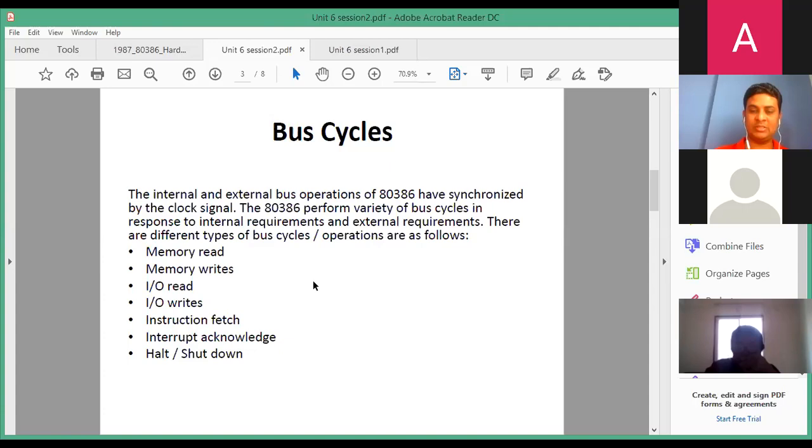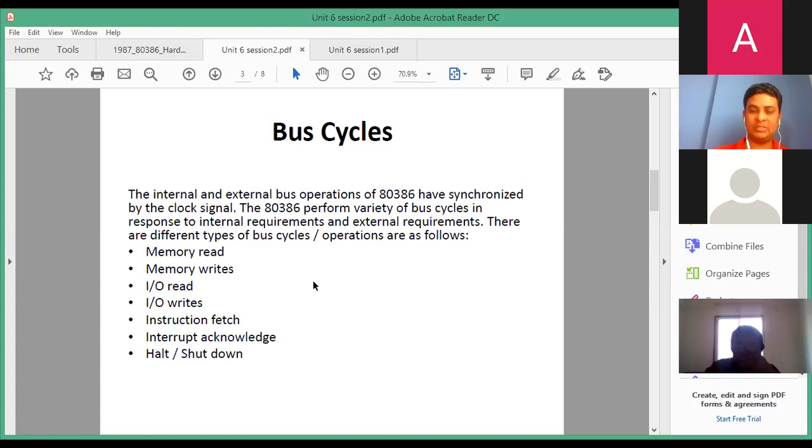Memory IO interface, interrupt interface, DMA interface, and coprocessor interface, right? So these interfaces were used for connecting the pins to the respective components of the CPU. And now we'll be discussing the bus cycle.